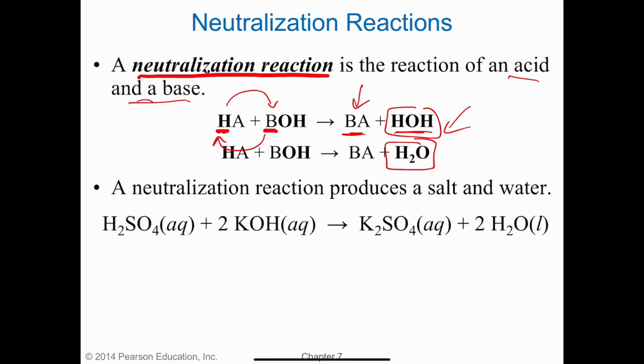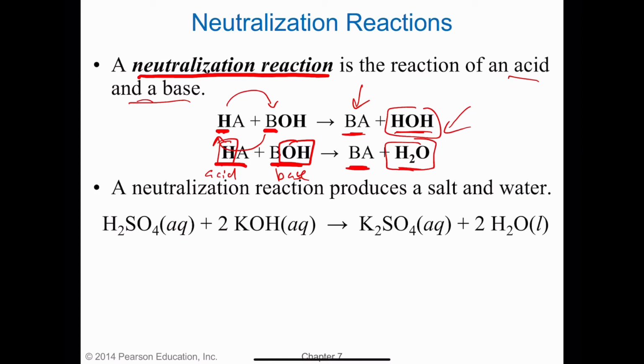And then we're reacting, of course, an acid and a base. So it's the H part in this HA that makes this an acid, and it's the OH in this compound that makes this one a base. So we're reacting an acid and a base, and we make a salt, an ionic salt and water. That is what defines something as a neutralization.